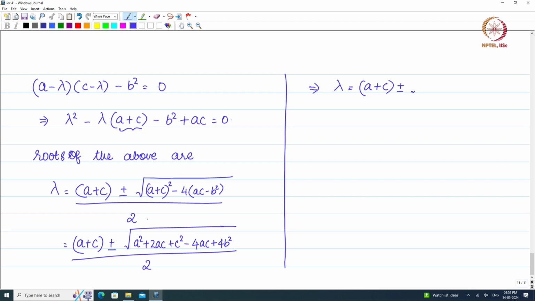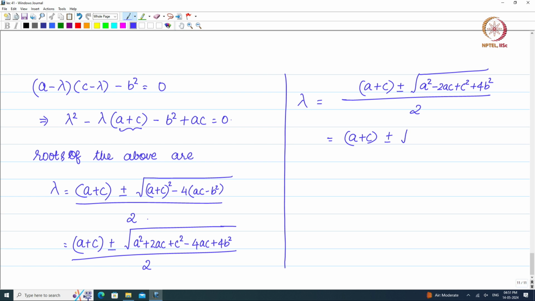which implies I am going to get lambda is equal to A plus C plus or minus square root of A square minus 2AC plus C square plus 4B square divided by 2, which is nothing but again A plus C plus or minus square root of A minus C the whole square plus 4B square by 2.